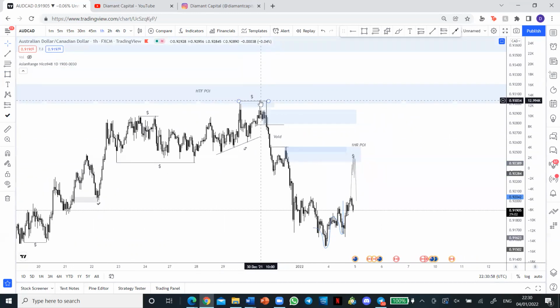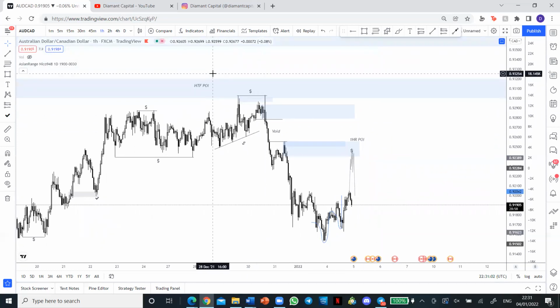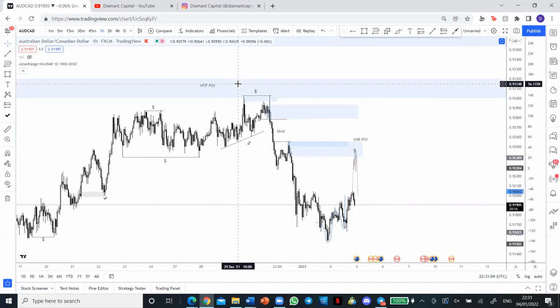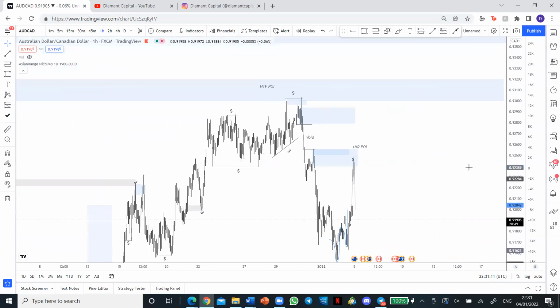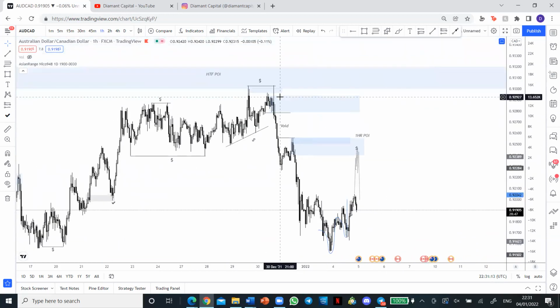Then what price did was create an equal high again at the top. So this is still another problem in terms of technicals. We've come into a high time frame point of interest, which we could say is all the way up to here. All the way up to there.